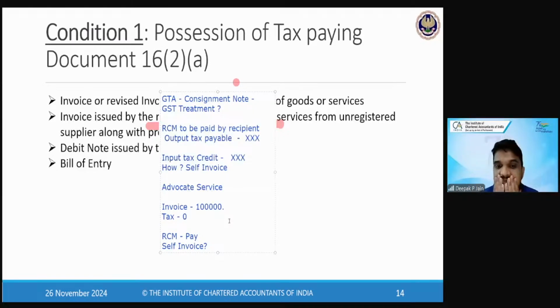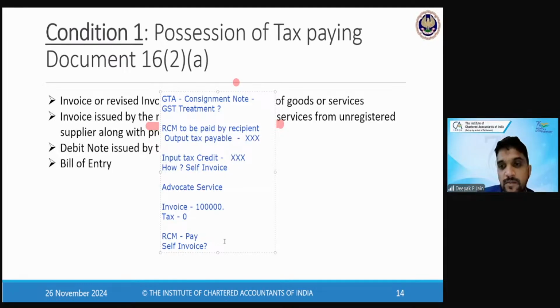Okay, sir. So this is going to reflect in our 2B. Correct. It will reflect in our GSTR 2B saying that this is your input, tax is zero, but this is liable to reverse charge. Okay, sir. Got it.